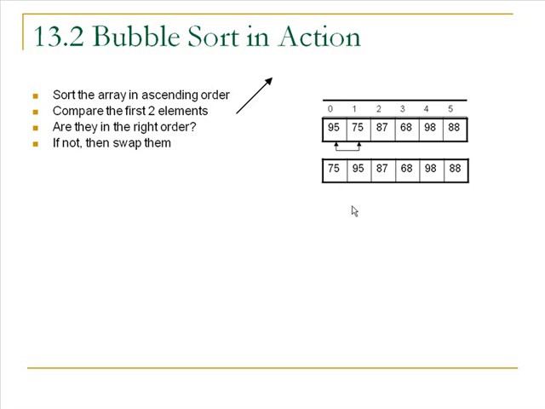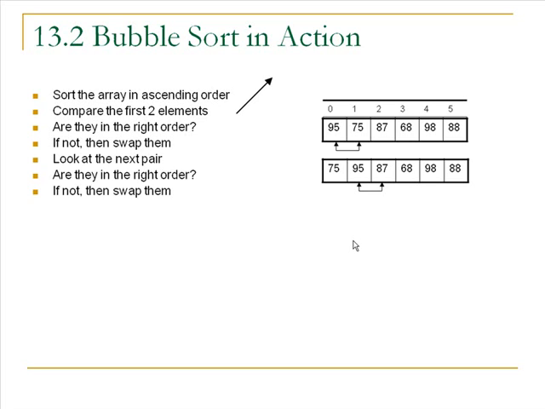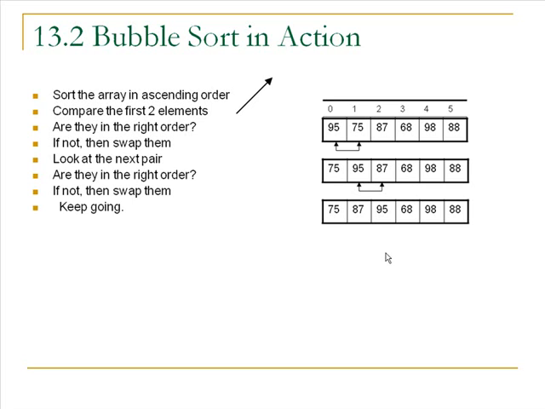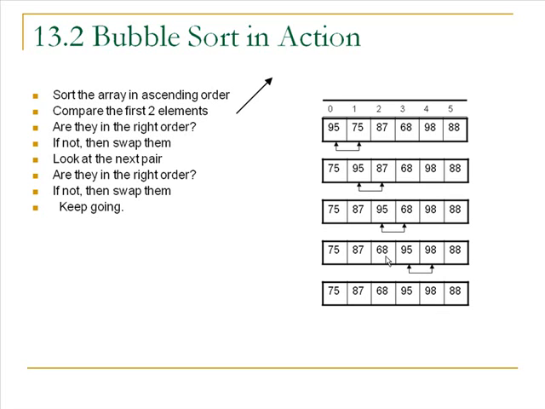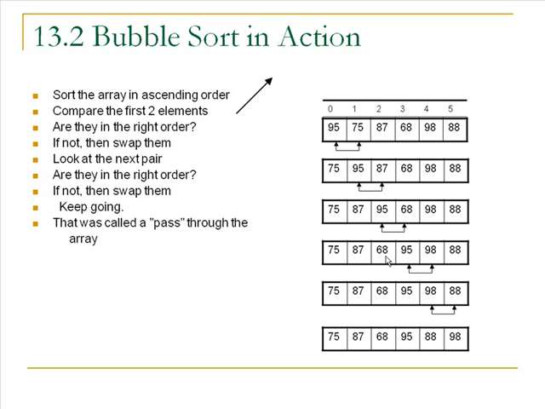So the first two are now swapped, and then let's look at the next pair of numbers, the 95 and the 87. Are they in the right order? Well, they are not, so we're going to swap them. And now 87 and 95 are swapped. Keep going. Look at the next pair of numbers, 95 and 68. They're not in the right order, so we'll swap them. 95 and 98 are in the right order, so we'll leave those two alone. And look at the last pair. 98 and 88 are in the wrong order, so let's swap those.